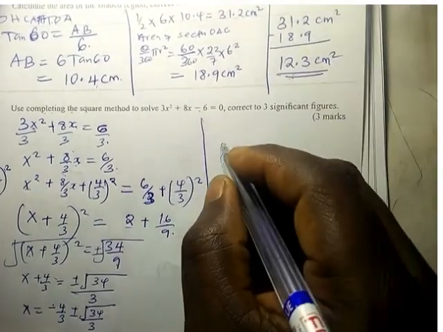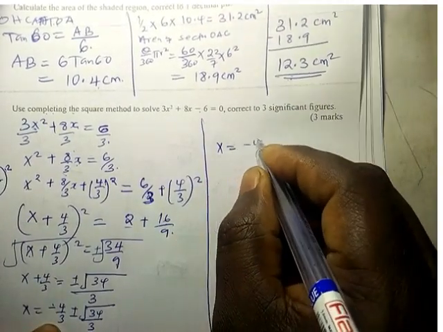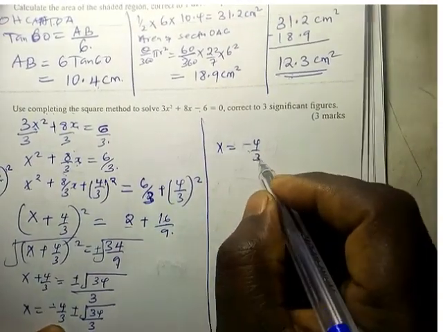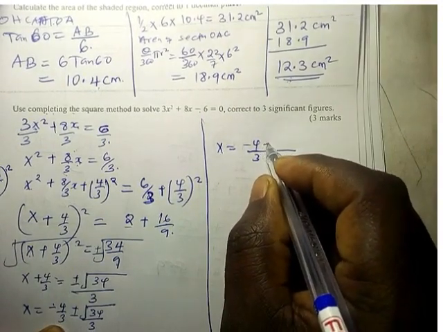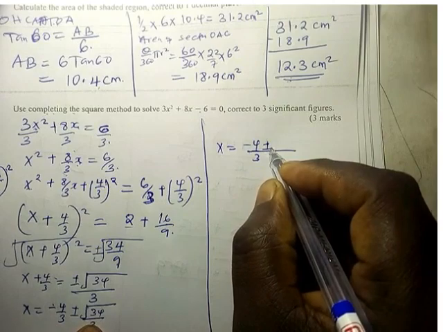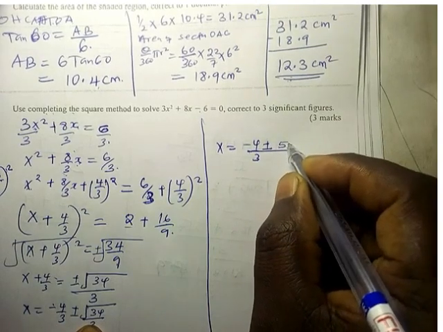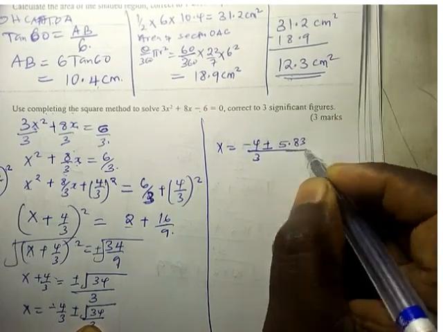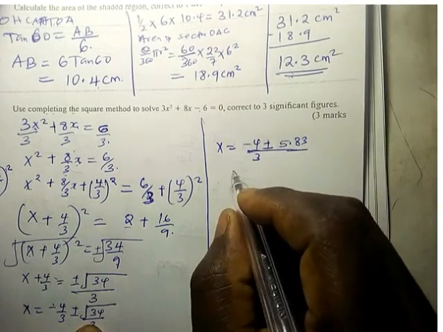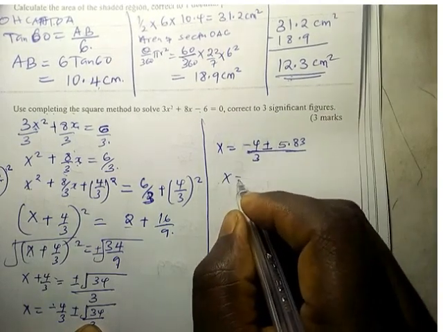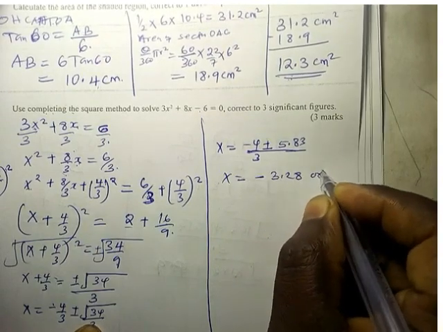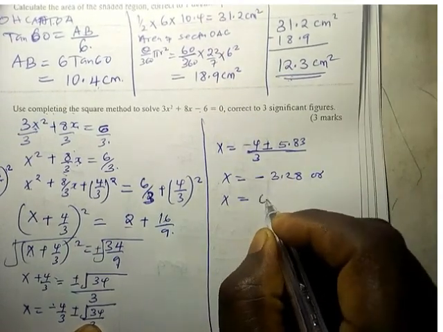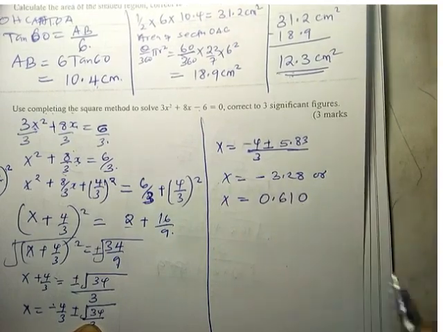So x is equal to negative 4 over 3, in fact, 3 over 3 is one, plus or minus the square root of 34, which is 5.83. So the value of x now is equal to negative 3.28, or x is equal to 0.610.